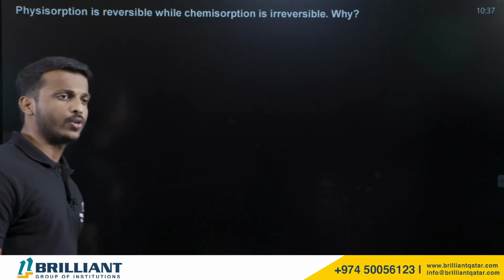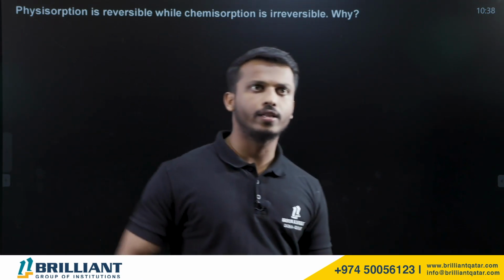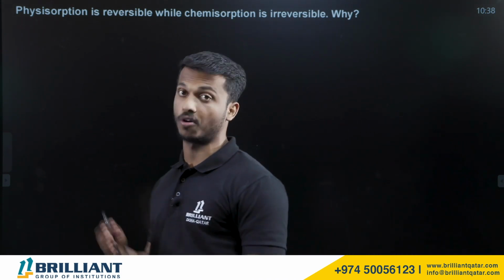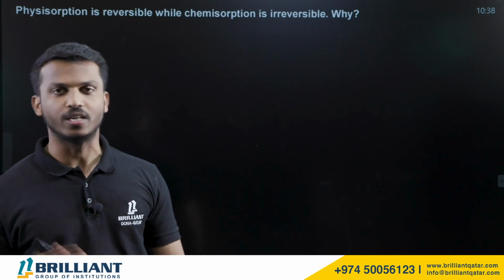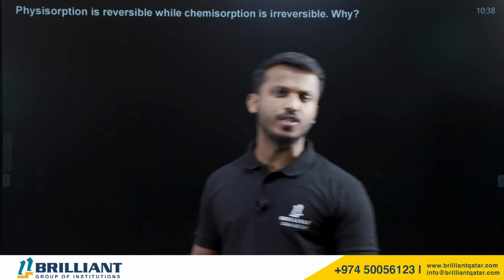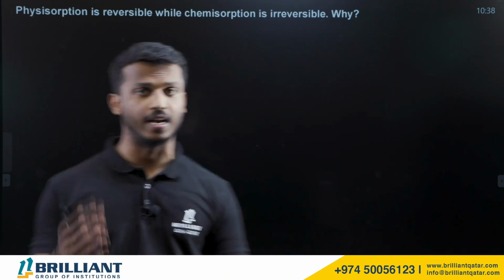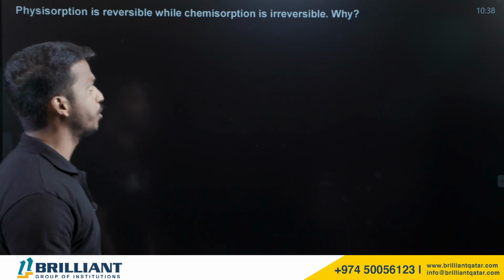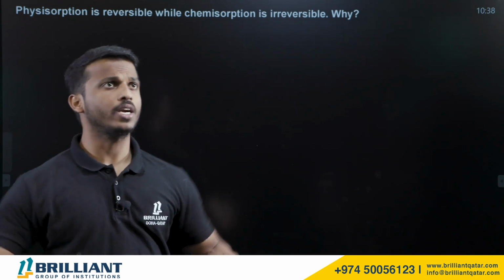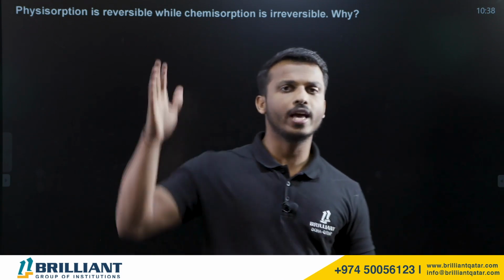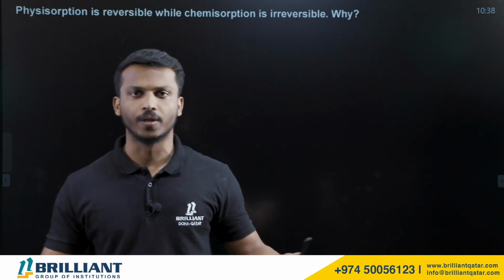The most expected question from this area: you have studied there are two types of adsorption in this chapter. Physical adsorption, also called physisorption. Chemical adsorption, also called chemisorption. It's very important to know the difference between physisorption and chemisorption, the most expected area. Physisorption is reversible while chemisorption is irreversible. You have studied a lot of data related to physisorption. Dear student, what are physisorption and chemisorption?